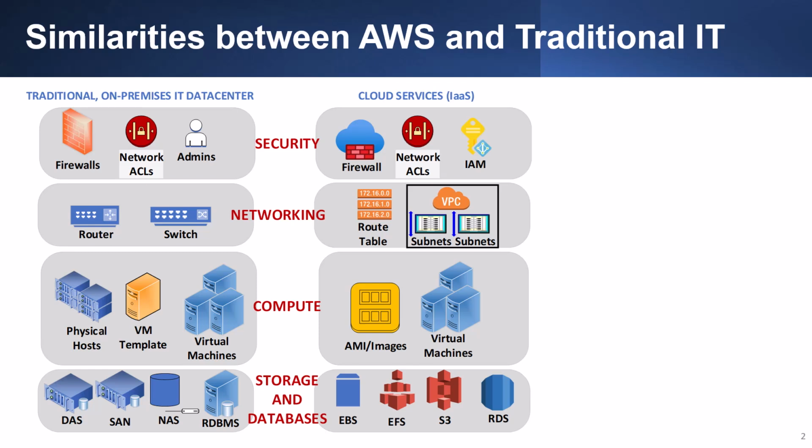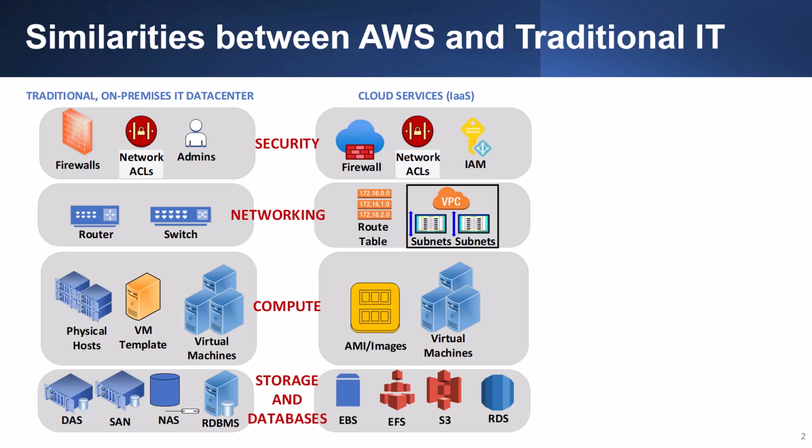Here we have a traditional on-premise IT data center next to the infrastructure as a service cloud service. For the storage and database layer, you have the components that make up how data is stored. On the on-premise data center, you have direct access storage, storage area networks, and NAS, as well as the database storage. This connects to the compute services, which has the servers, which are broken down into physical hosts and virtual machines. The network layer has your routers and switches, and security is provided by firewalls and network ACLs.